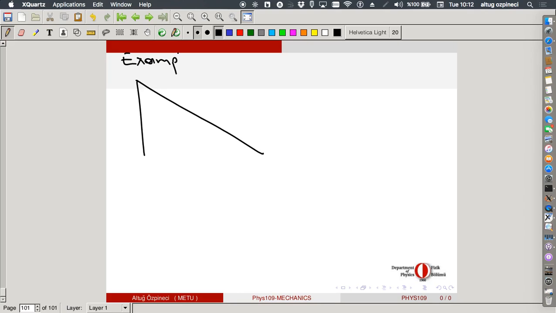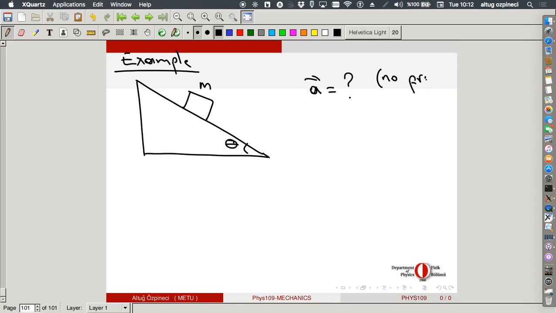Let's do another example. What is the acceleration vector of this object? This is theta, no friction.